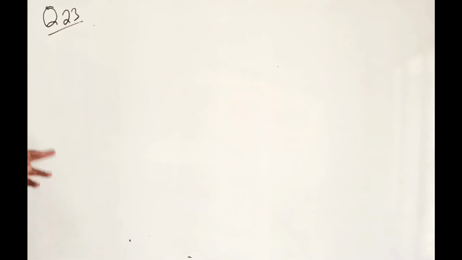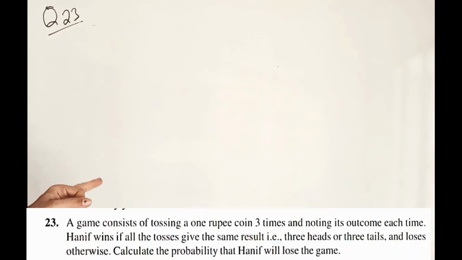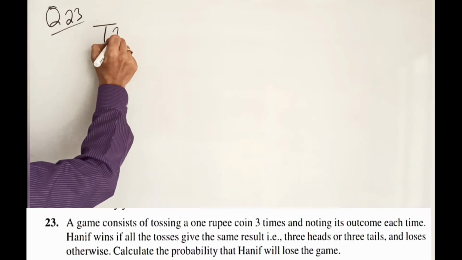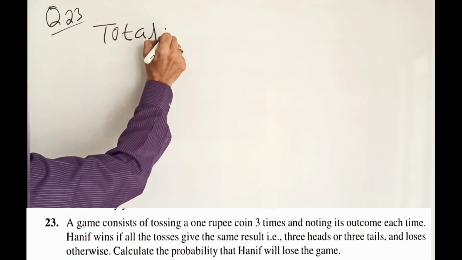Okay student. See the very important question, student. 23rd. A game consists of tossing a 1 rupee coin 3 times and noting its outcomes. Hanif wins if the tosses give the same result, that means 3 heads or 3 tails, and loses otherwise. Calculate the probability that he will lose the game. Now let us see the total outcomes first of all.